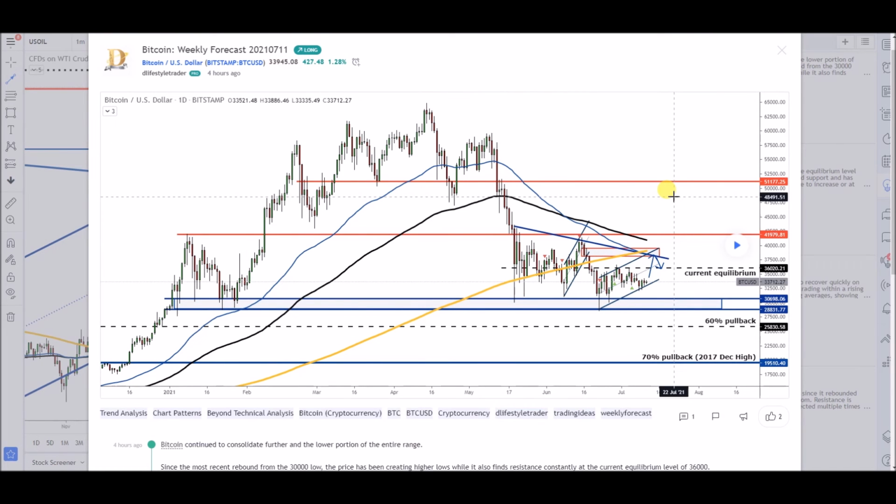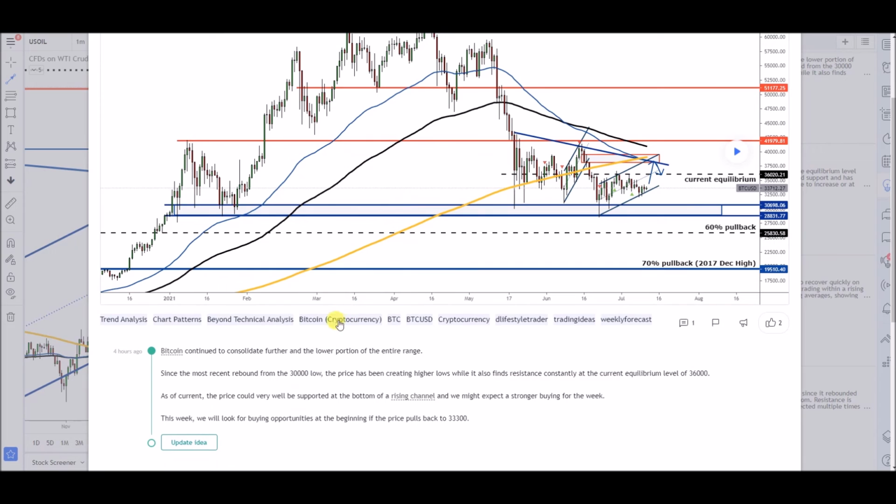Alright, so moving on, we have the very last one, the Bitcoin. So Bitcoin continued to consolidate further in the lower portion of the entire range. So since the most recent rebound from the 30,000 low, the price has been creating higher lows, but it also finds resistance constantly at the current equilibrium level of 36,000.